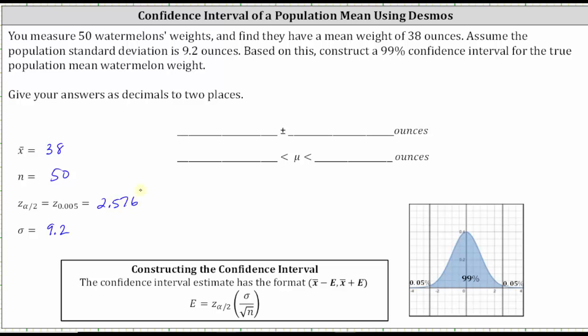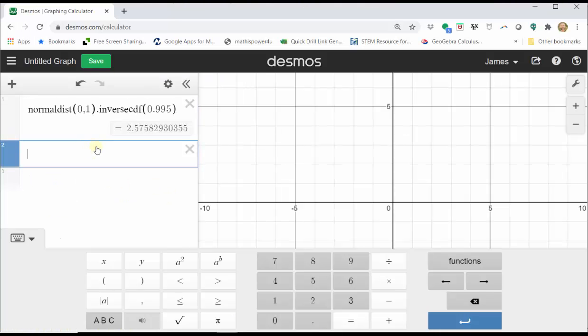The next step is to use the formula below to determine the error. Once we know the error, we can determine the confidence interval by determining x bar minus e and x bar plus e. The next step is to enter the formula for e into Desmos. In cell 2, we enter e equals z, open parenthesis, let's use s instead of sigma for standard deviation, divided by square root n.